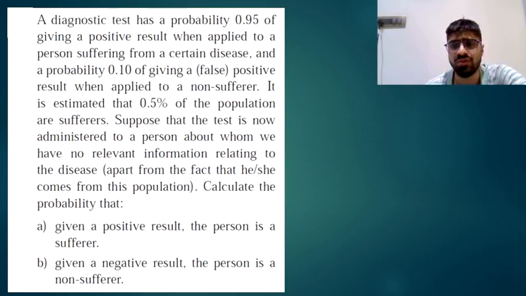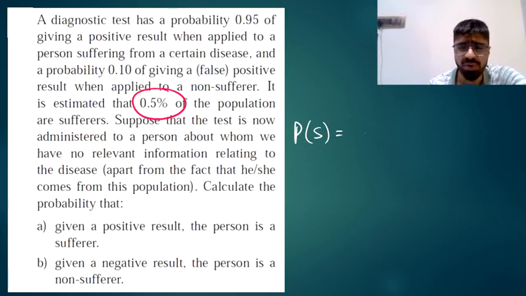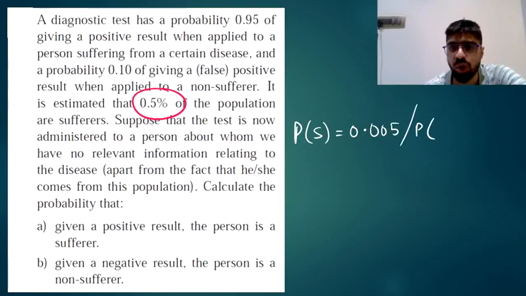Interpret the entire information of the question first. 0.5% of the population are sufferers. So the probability of a person selected at random suffering from the disease will be 0.5 divided by 100, which is 0.005. So the probability of a non-sufferer, let's call it P of S complement, will be 0.995.